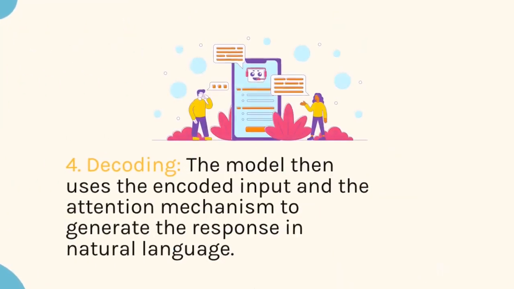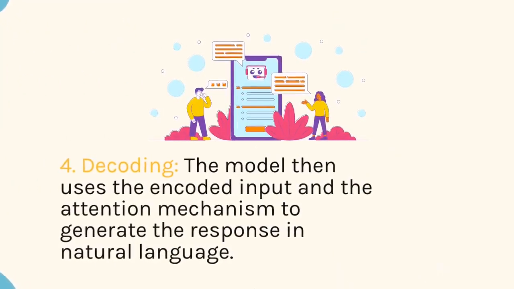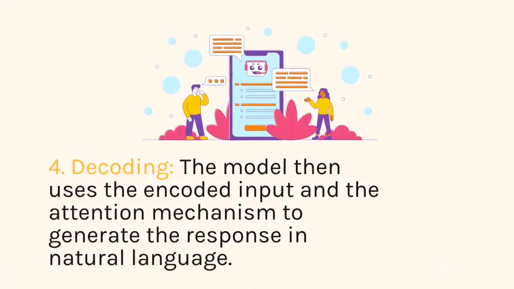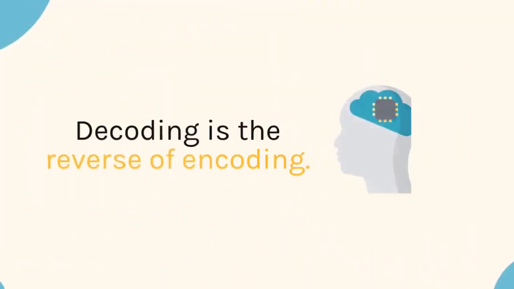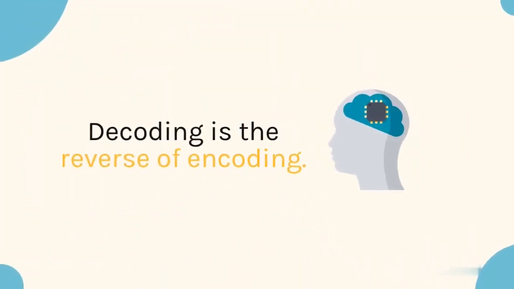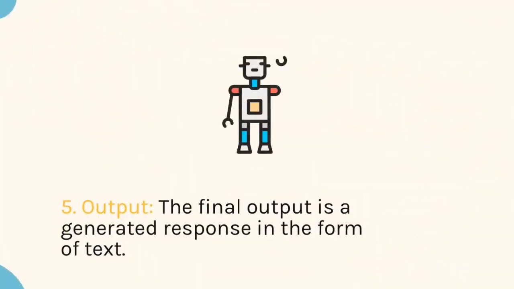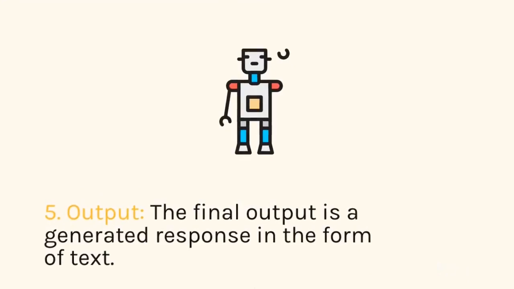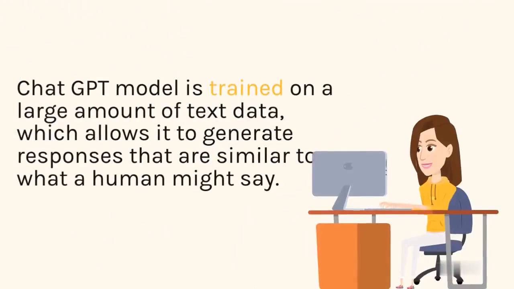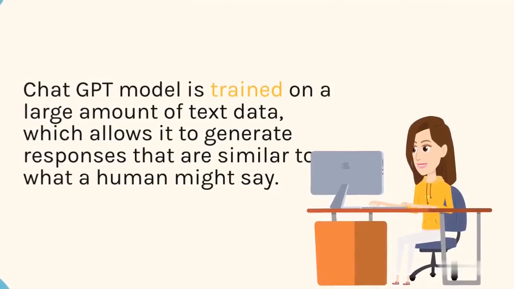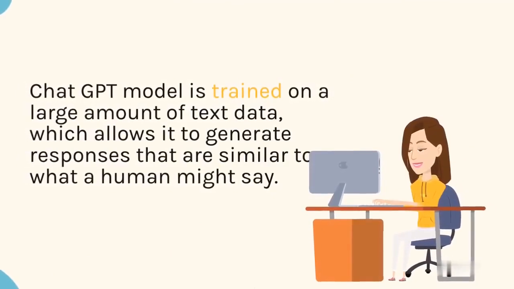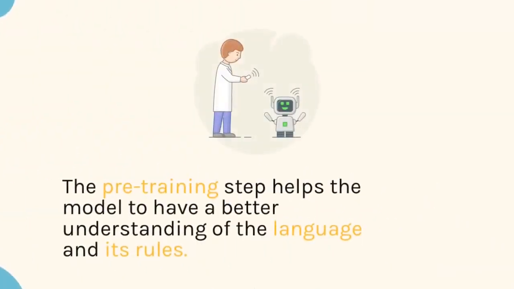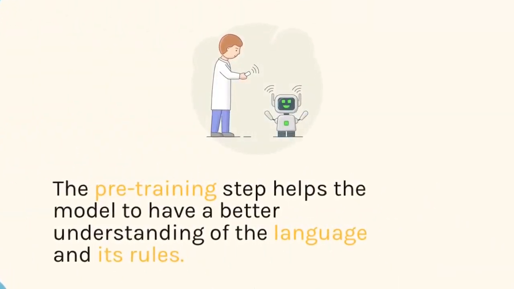4. Decoding. The model then uses the encoded input and the attention mechanism to generate the response in natural language. Decoding is the reverse of encoding. 5. Output. The final output is a generated response in the form of text. ChatGPT model is trained on a large amount of text data, which allows it to generate responses that are similar to what a human might say. The pre-training step helps the model to have a better understanding of the language and its rules.